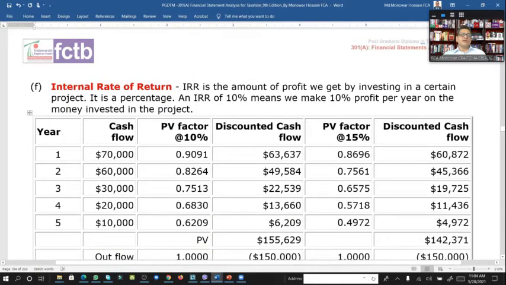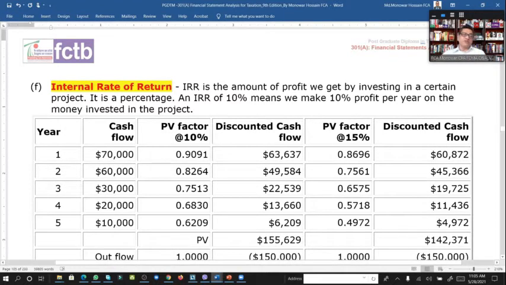Now another most important thing, internal rate of return. Internal rate of return, also known as IRR, is the amount of profit we get by investing in a certain project. It is a percentage. An IRR of 10% means we make 10% profit per year on the money invested in the project. And why do we choose IRR? IRR is the break-even point, where NPV is 0.